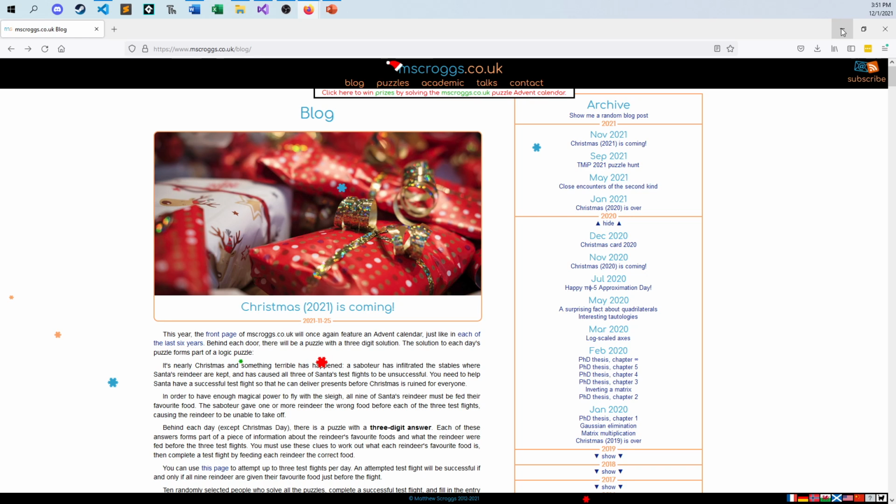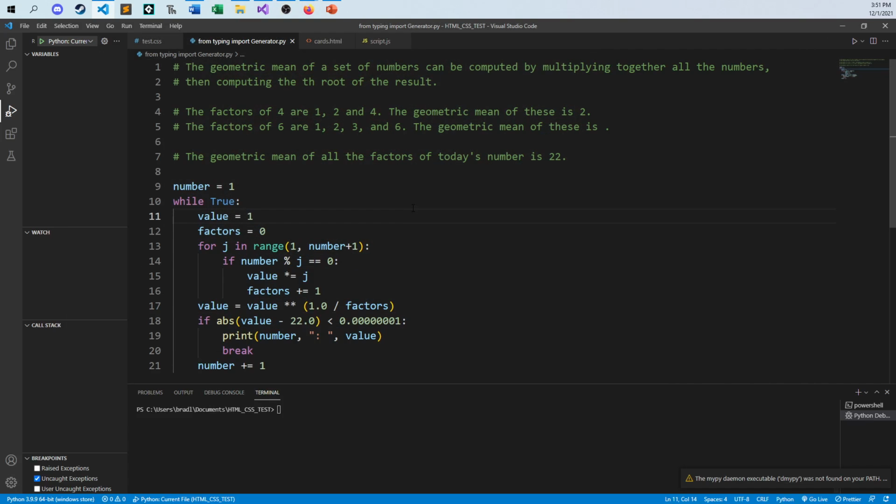So today's problem looks like something like this. Let me just read it. The geometric mean of a set of numbers can be computed by multiplying together all the numbers, and then computing the nth root of the result. There's something missing in here, something must have got lost in the translation. But let's just look at the example problems, because that doesn't make much sense.